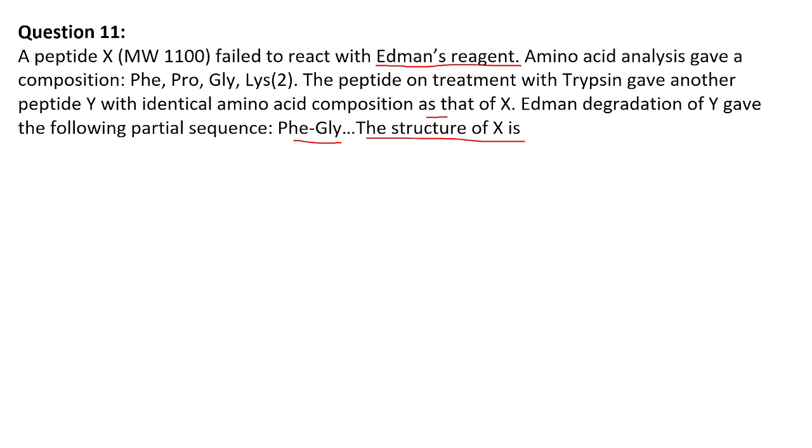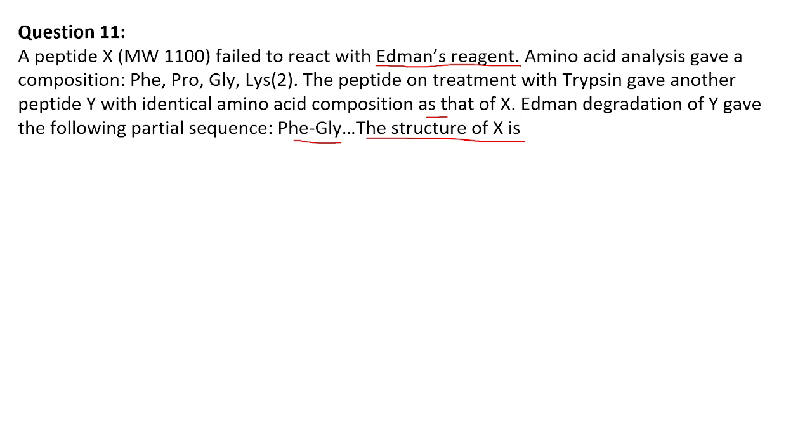Amino acid analysis gave a composition of phenylalanine, proline, glycine, lysine, 2 times. The peptide X on treatment with trypsin gives another peptide Y with identical amino acid composition as that of X. Okay. Edman degradation of Y gave the following partial sequence: phenylalanine and glycine. The structure of X is, so here the options are given. So it's a cyclic peptide for sure.